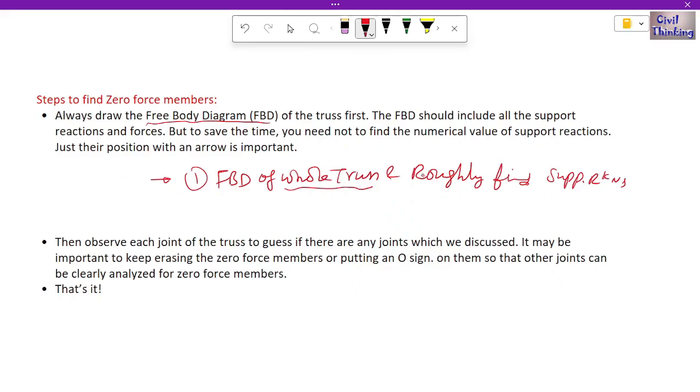Now why did I write roughly? Because you don't need to find the exact value of the support reactions, you just need a rough idea. So this was step 1. Why do we need it roughly? Because when we find the rough support reactions, that will tell us whether there is a support reaction at a joint or not, right?